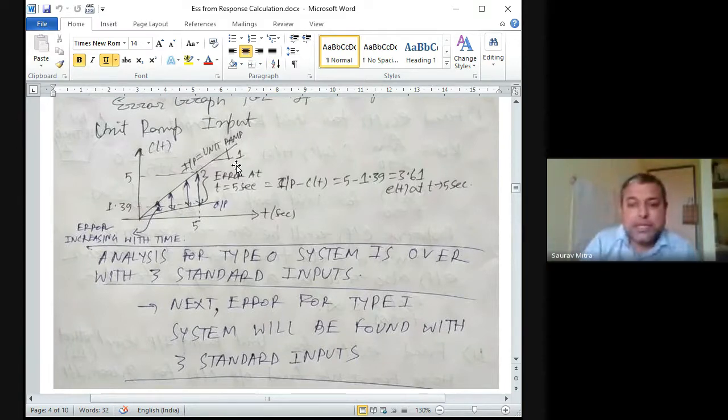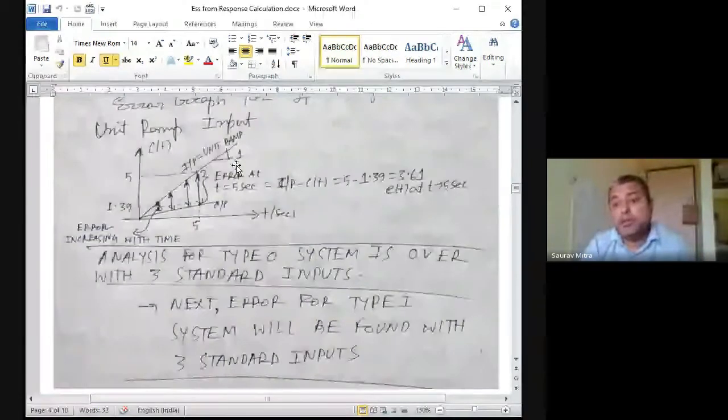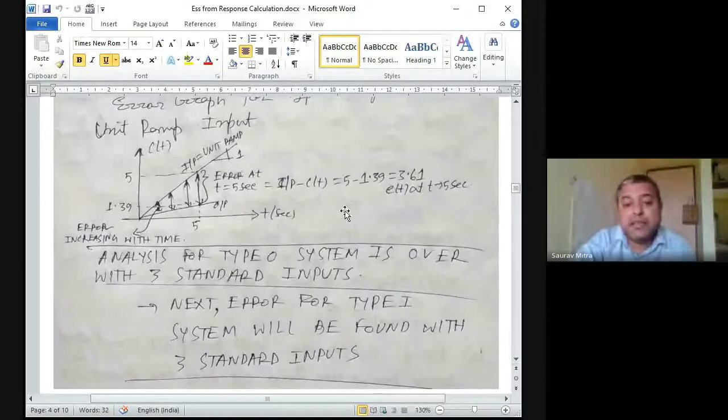So this finishes the second response, that is the type 0 system with a ramp input. Type 0 system with a ramp input, and we are finding the steady state error is infinite.